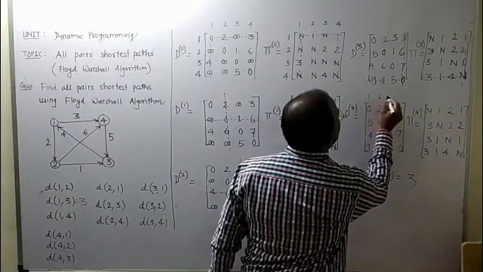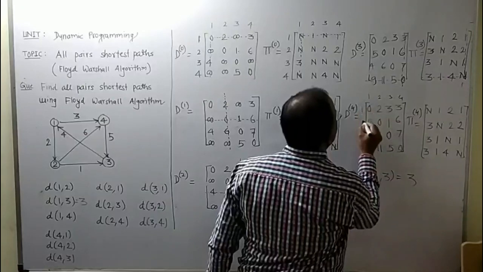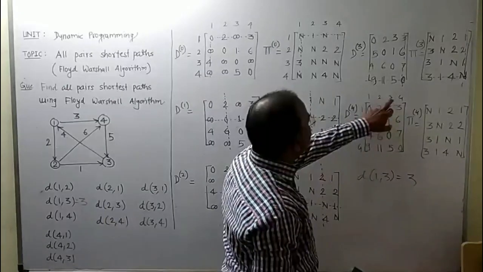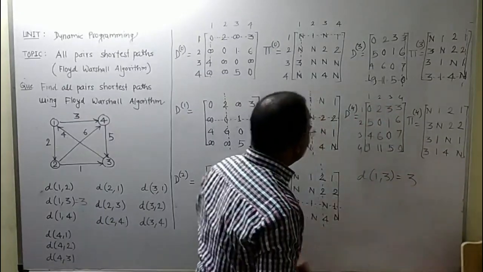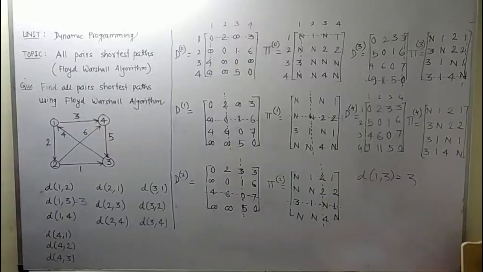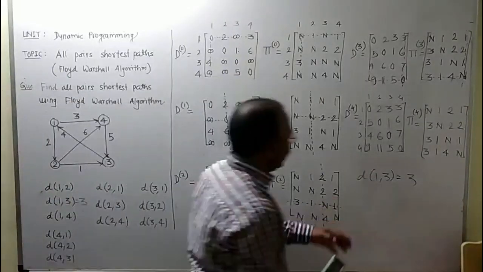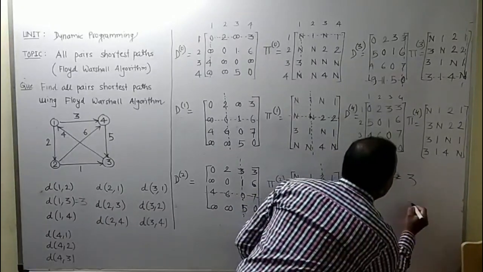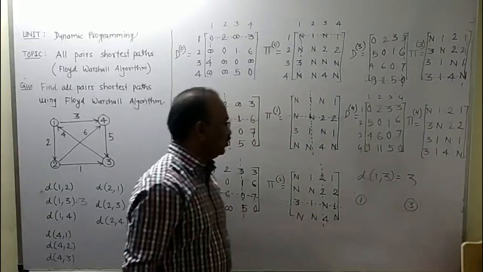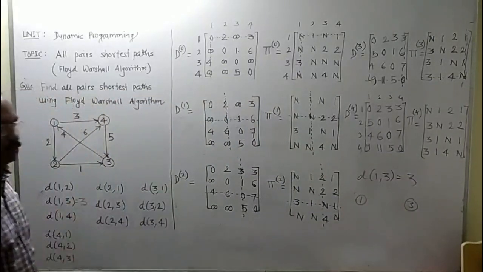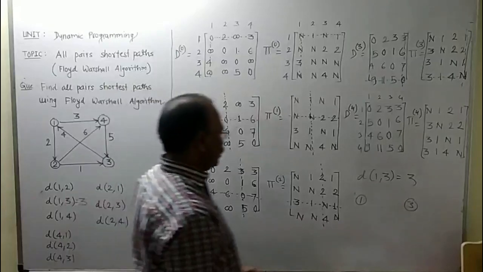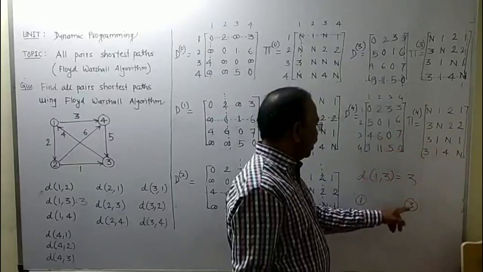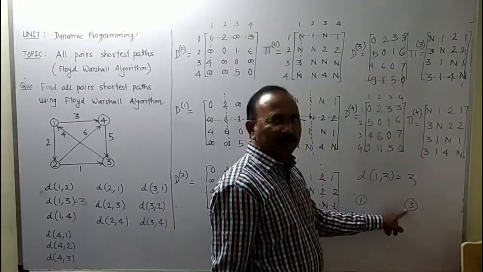You write here 1, 2, 3, 4. These are nothing but vertices. Right? So distance from 1 to 3 is nothing but 3. But there is no direct distance from 1 to 3. Right? Now we have to find out the path for this. But now to find out the path, the predecessor matrix can be helpful.